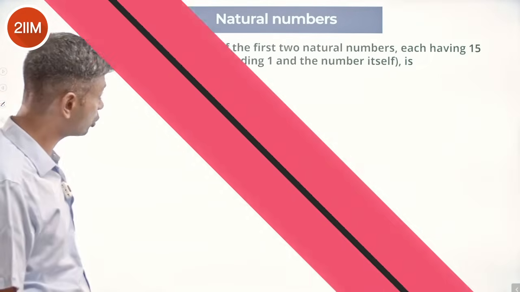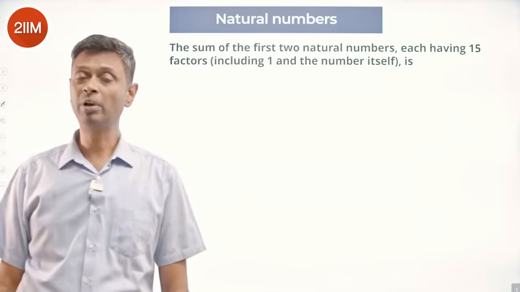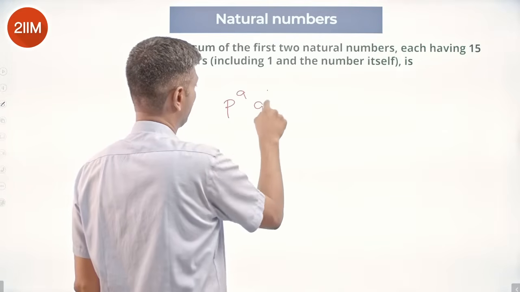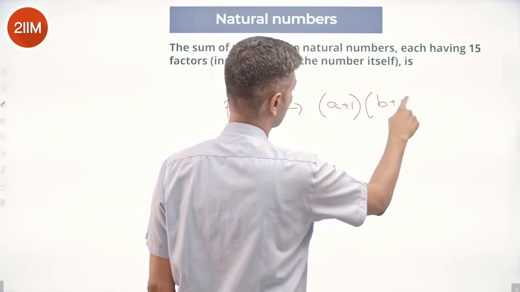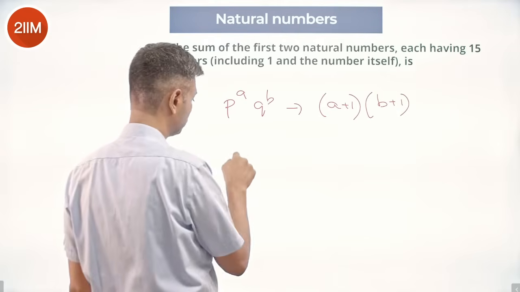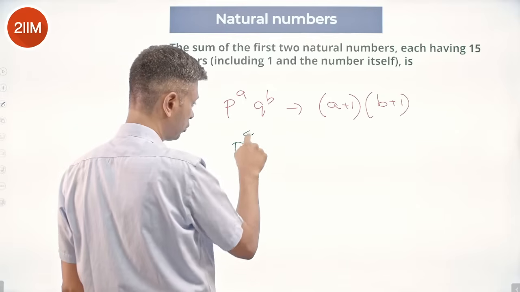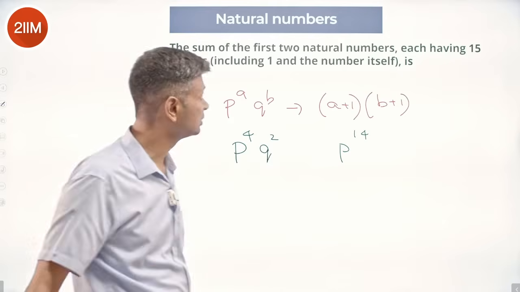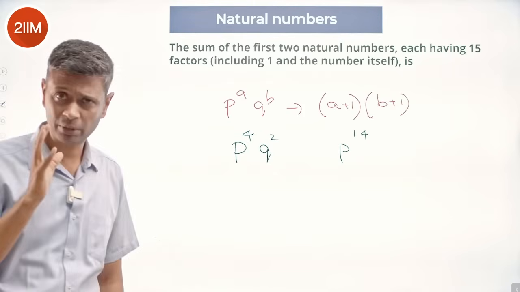Indeed, it is. Next: find the sum of the first two natural numbers, each having 15 factors, including 1 and the number itself. A number of the form p^a into q^b has (a plus 1) into (b plus 1) factors. 15 can be written as 3 into 5 or just 15 alone. So we're looking for a number of the form p^4 into q square or a number of the form p^14.